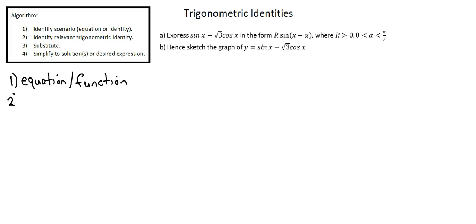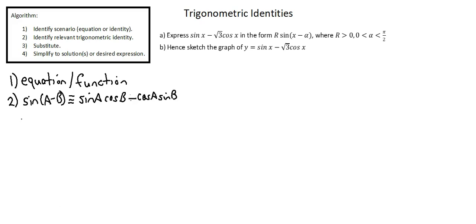Step 2, identify relevant trigonometric identity. In this scenario, we're given the identity of sine A minus B, the compound angle formula using sine and subtraction. You won't always be given the particular identity to use. Sometimes it requires inspection, maybe trial and error. In this case, we know we're working with sine A minus B, which is an identity with sine A cosine B minus cosine A sine B.